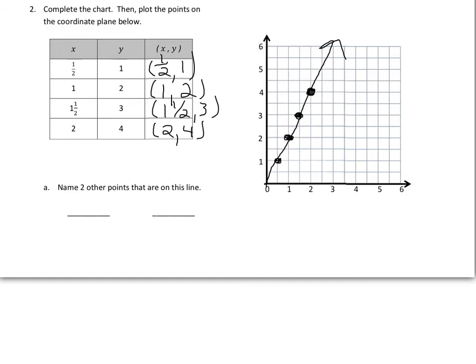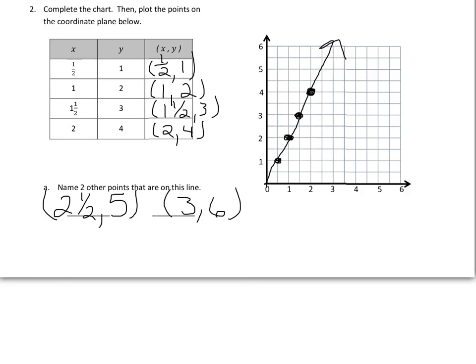Once again, you could look at your graph and you could find different plots that way if you drew a perfectly straight line, or you can look for a pattern. If I'm looking here in my x coordinate, it's going up by 1/2. It goes from 1/2 to 1 to 1 1/2 to 2. So I know the next one would be 2 1/2 for the x. And then if I look at my y's, they're going up by 1. 1, 2, 3, 4, so it would be 2 1/2, 5. Another coordinate then would be 3, 6.